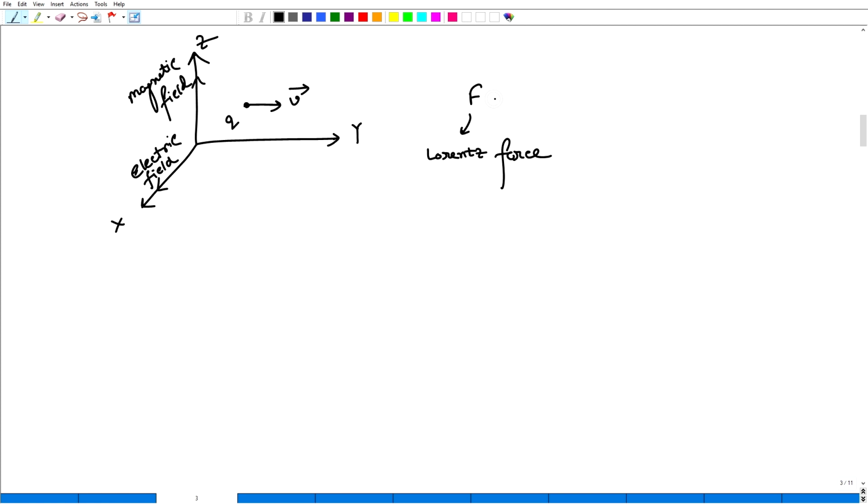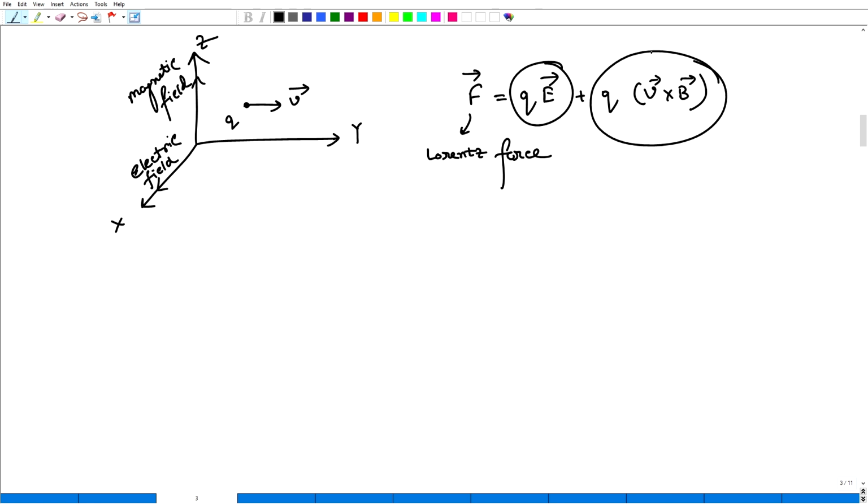This is the Lorentz force, which is Q times E plus Q V cross B. So this is the formula of our Lorentz force. The first term is due to the electric field and the second is due to the magnetic field. Two forces are there. We studied the electric field and magnetic field separately, but actually what happens is that the electric field and magnetic field are equivalent to each other. Electric field and magnetic field are actually related, why?